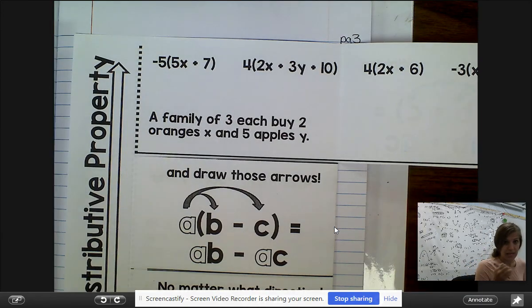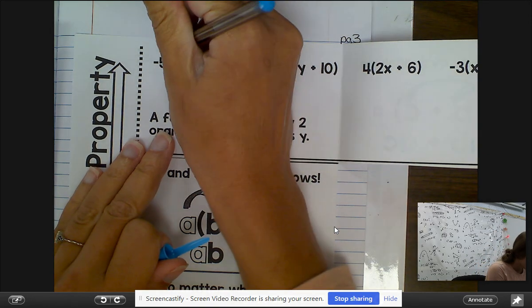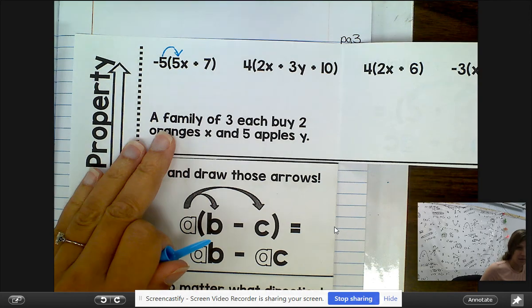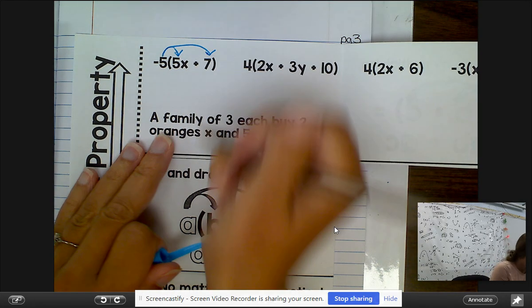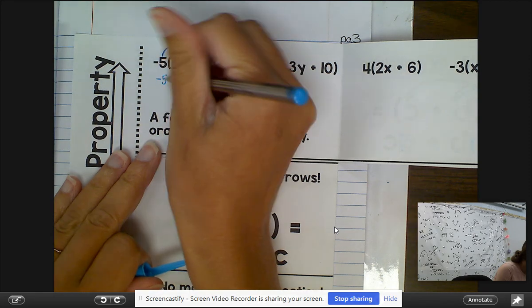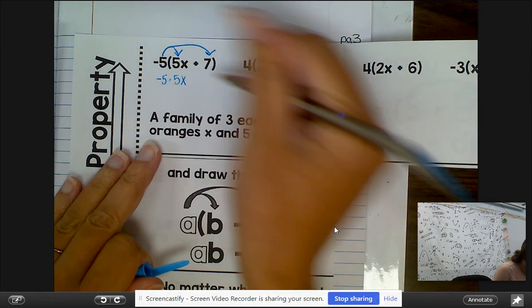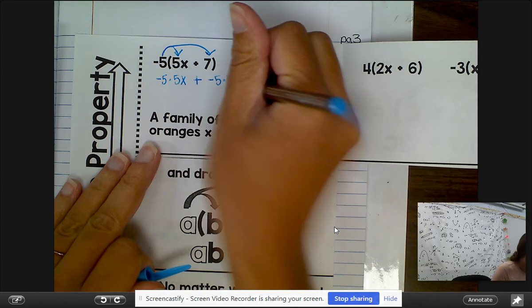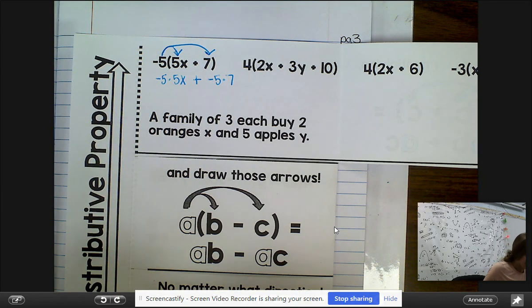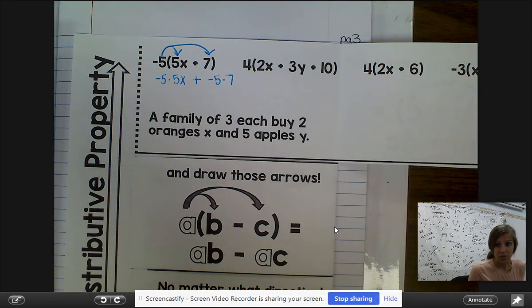So if we open this up, I always find the arrows really helpful here. I'm gonna take this -5 that's out front, multiply it in to both numbers. So I draw my arrows, and what I end up with really slowly is -5 times 5x plus -5 times 7. And then we can multiply by whatever we want to multiply by. We don't have to be careful with multiplication. We just have to be careful with addition.